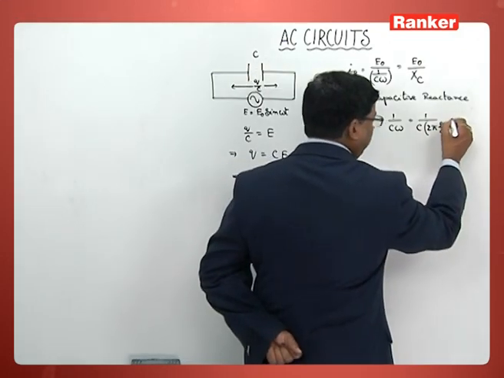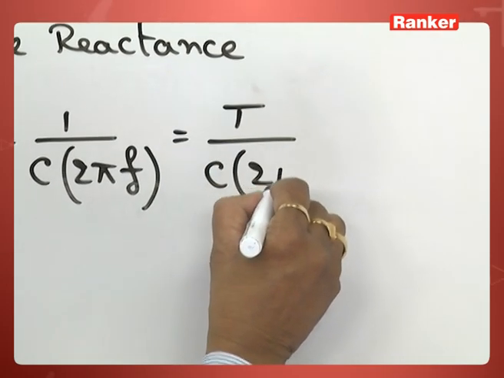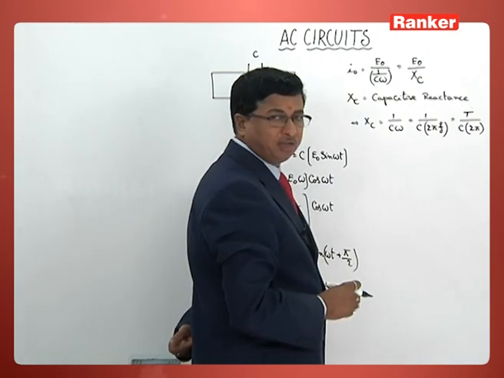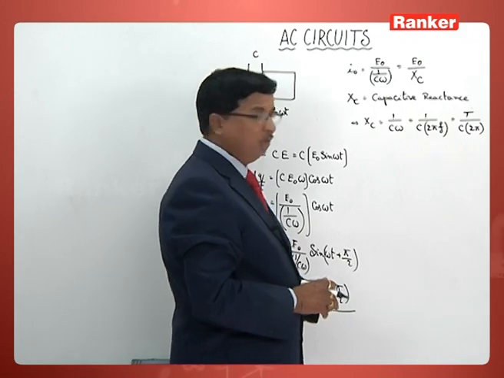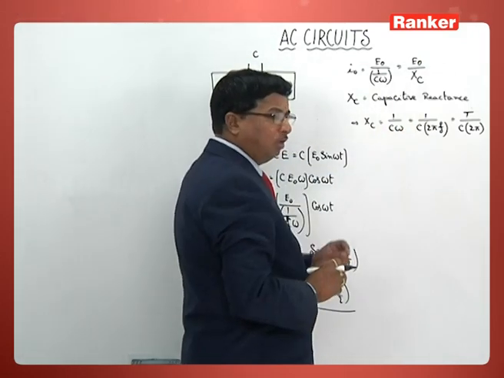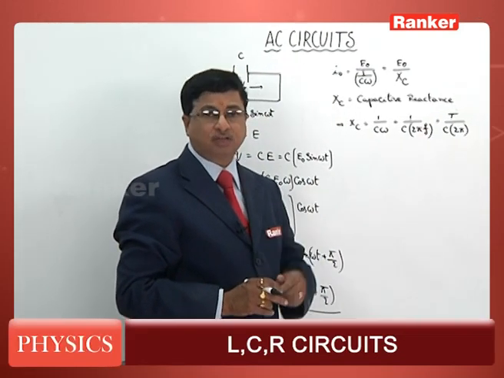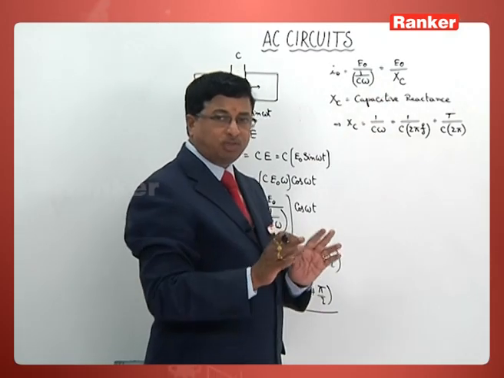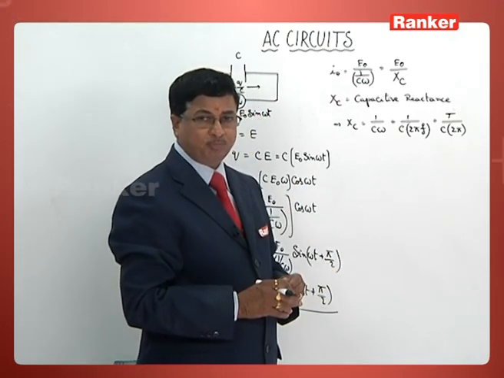This even can be rewritten like this also: T by C into 2 pi. In fact, omega can be written 2 pi by T, where T is said to be the time period. So you can even write it this way also, and XC will have the same units and dimensions of resistance as such. So this is the importance of XC, one should remember, which is called capacitive reactance.